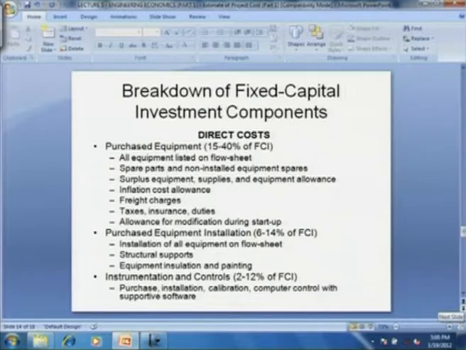Then let us see what are the components of fixed capital investment. Fixed capital investment has two components, direct cost and indirect cost. The major subcomponents of direct cost are purchased equipment. This amounts to typically 15 to 40% of fixed capital investment. The items that come under purchased equipment are all equipment that are listed on the flow sheet.